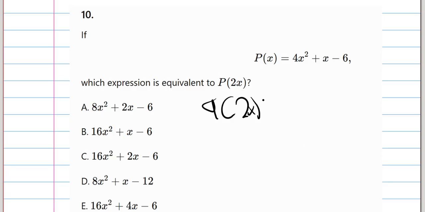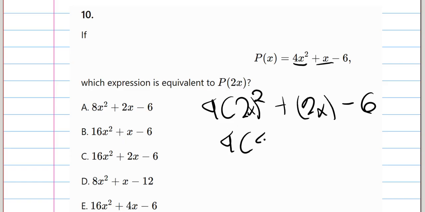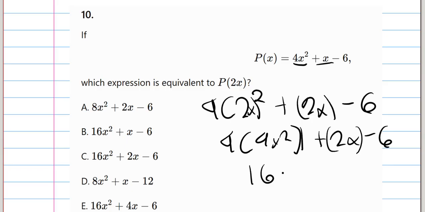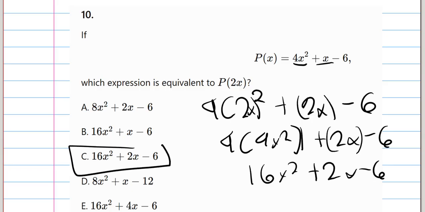So for that, we just substitute every single value here. I can just substitute 2x for x. This would give us 4 times, in parentheses, 2x squared plus 2x minus 6. And this would give us 16x squared plus 2x minus 6. So this is the answer, C.